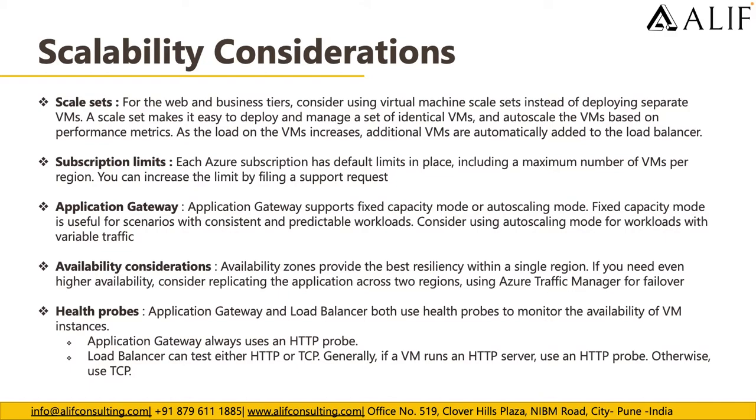Availability considerations, so either you can spread your deployment across zones or across regions as well according to your requirement, and with Traffic Manager you can distribute the traffic. And then you are going to have a health probe. So the health probe needs to be configured, let's say your VM is getting scaled, or your application gateway is getting scaled, you need to have a proper health probe configured in the backend so that it can get the health of the backend VMs, right? So these are some of the scalability considerations.